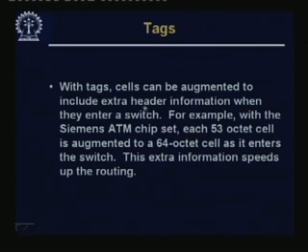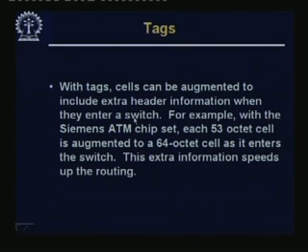Now, if it is self routing like the one that is shown in delta network, which is very simple, it will be very fast. Okay. If it is some other kind of tag we are using where such a simple scheme does not hold, then maybe you will have to look up some table to find out, okay, this is where I want to go, all right. So, with tags cells can be augmented to include extra header information when they enter a switch.